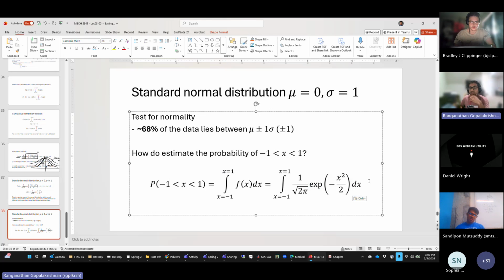You need to evaluate this function from minus 1 to plus 1. If you can do this, you can then see whether this probability is really the 68% we were talking about previously. Elijah, do you have a question?